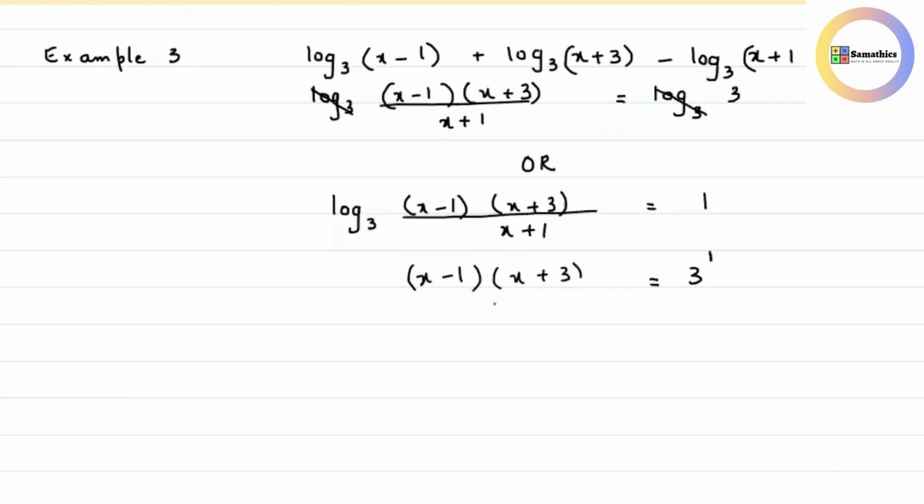In both the ways you will be getting the same. You see here, when you cancel out this, you have got the same equation which you have got here. So either you do it in this way or in this way, it will give you the same result. If it is question number 7.